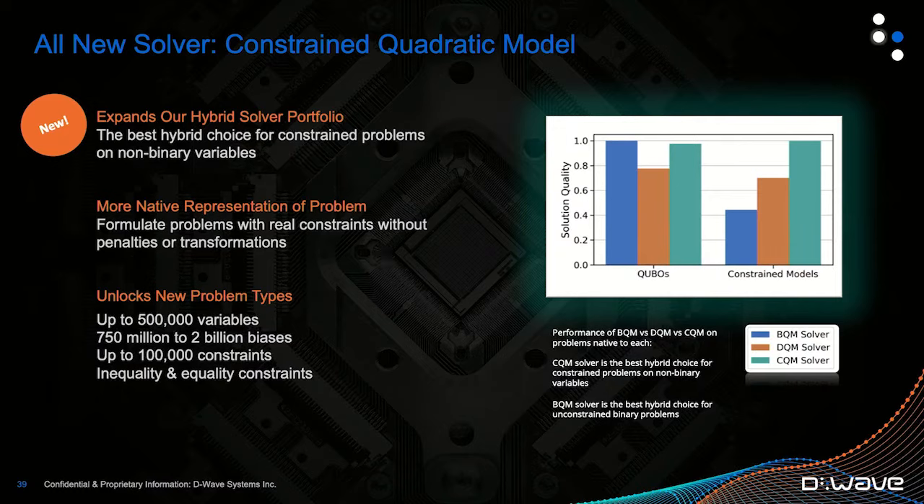The constrained quadratic model solver, like you saw on Tuesday, is our latest addition to the hybrid solver service. And as Hussein said yesterday, the constrained quadratic model solver really is the best choice for constrained problems, which are pretty much all industry problems. Additionally, the CQM solver works on integer variables as well as binary variables. So now we can construct models that have both integer and binary, or just one or the other. This is our first expansion into the integer domain.